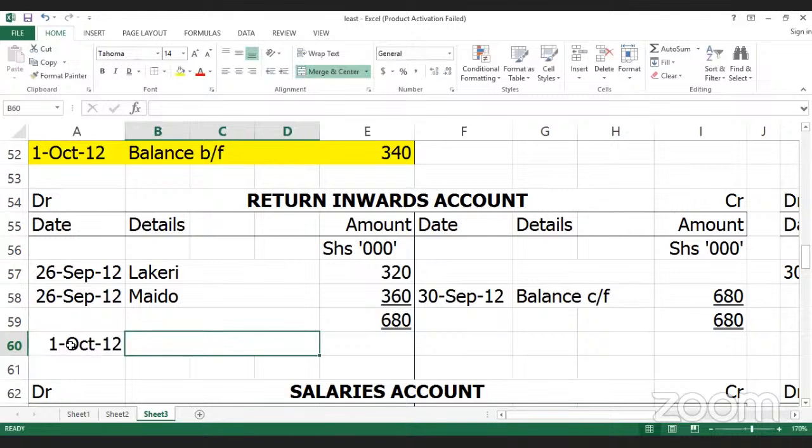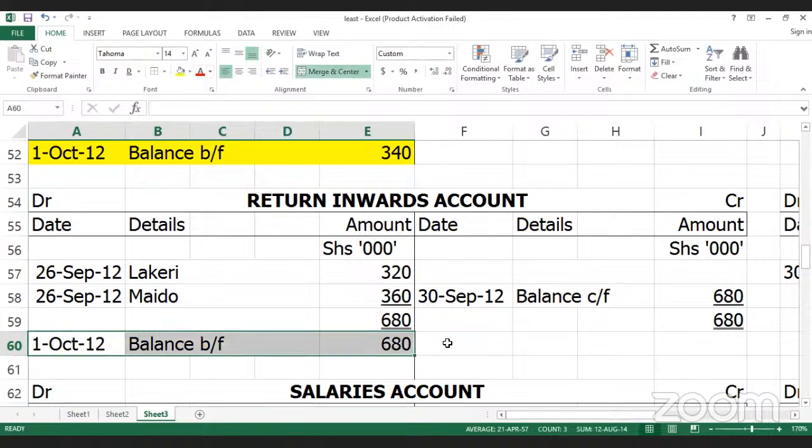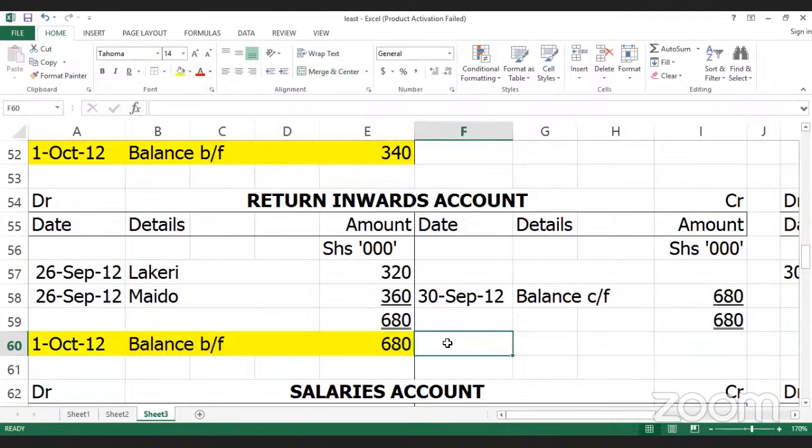On 1st October 2012, balance brought forward is 680. That is the balance. That is the return inwards account. So we need to move to a different account now. Which account is that? That is the salaries account.